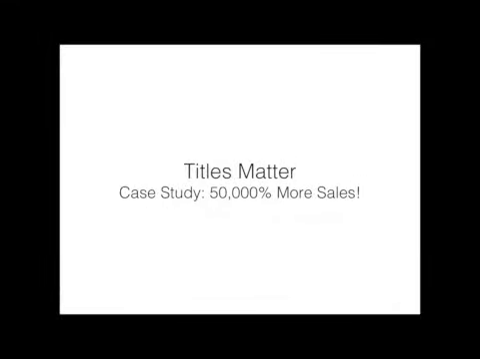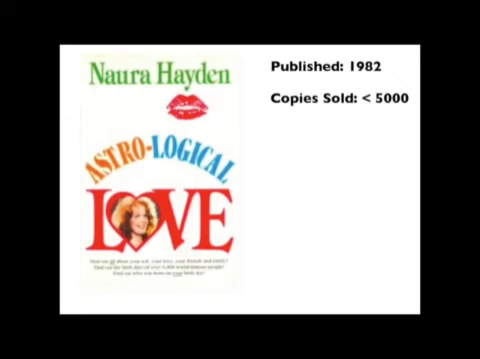Now, the most important aspect of your lead magnet is your title. And I'm going to show you something that's really simple, how just changing only a title got somebody more than 50,000% more sales, if you can believe that. So here was a book. This book was published in 1982. It sold less than 5,000 copies. And the book was titled Astrological Love by Nora Hayden.